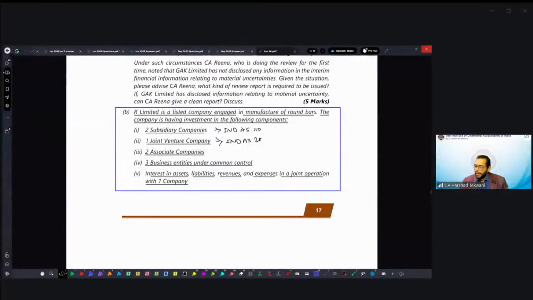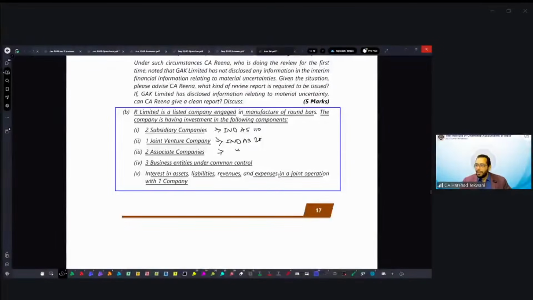For associate, again, I will apply Ind AS 28. If you see Ind AS 28, what is the objective of the standard? Accounting for investment in associate and to set out the requirement for application of equity method when accounting for investment in associates and joint ventures. Again, same.